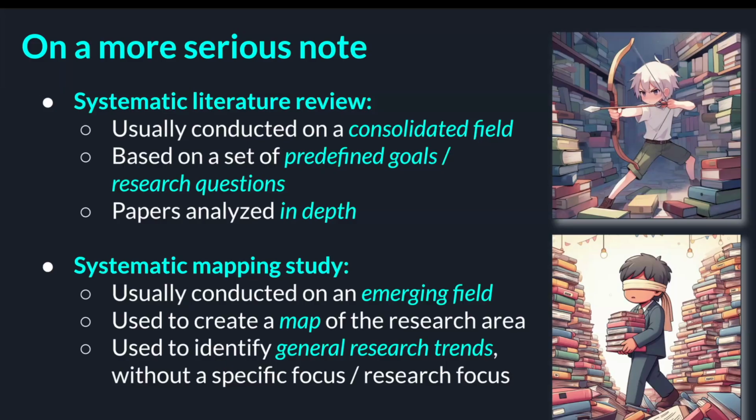On the opposite is the systematic mapping study, which is done on a field which is not already consolidated. So it's an emerging field. You just want to understand basically what's going on, what is the current state of the art of a certain topic. And for that, it's better to use a mapping study where you don't have a predefined goal. You just basically map what is out there. It's like, oh, look, in the field of concurrency, this many research papers use this algorithm, or a variation of this algorithm.